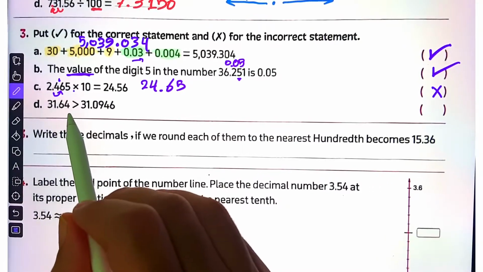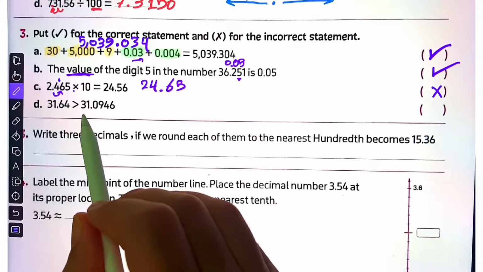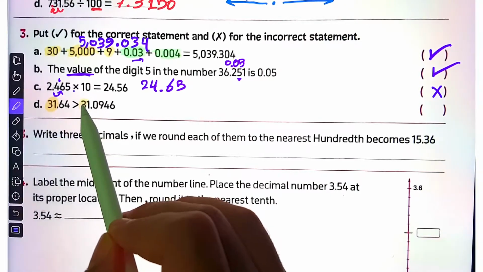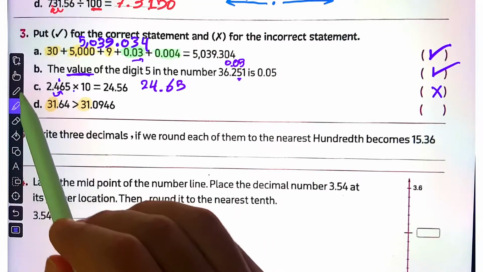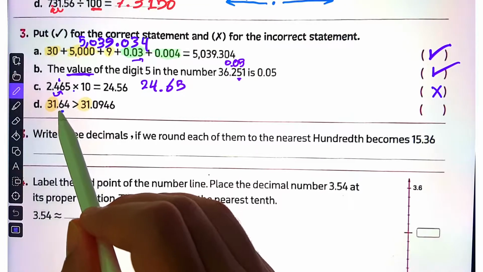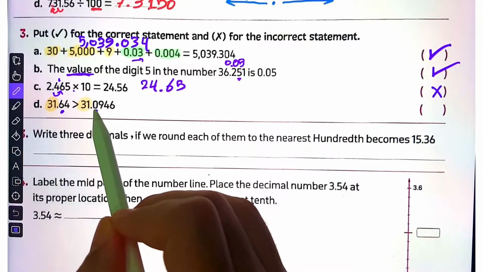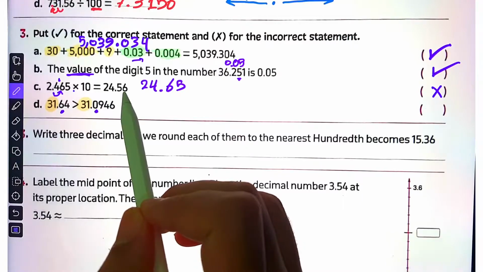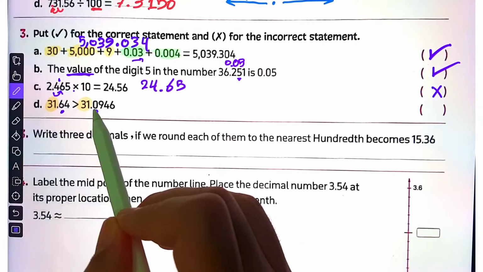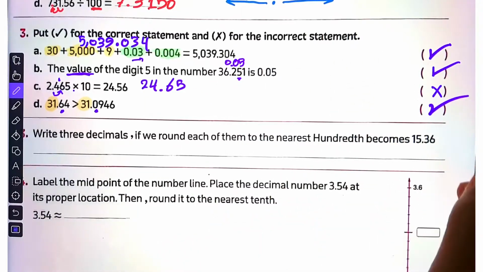D. 31.64 greater than 31.0946. The whole here is 31. The whole here is 31. So they are equal. Let's move to the decimal. The first digit in decimal here is 6. And the first digit in decimal here is 0. Stop. Don't continue. Of course, 6 will be greater than 0. So this will be true.